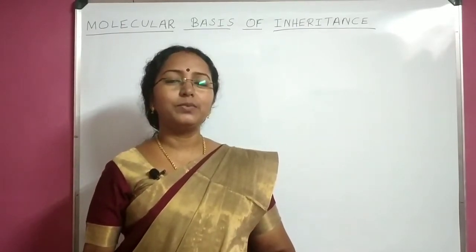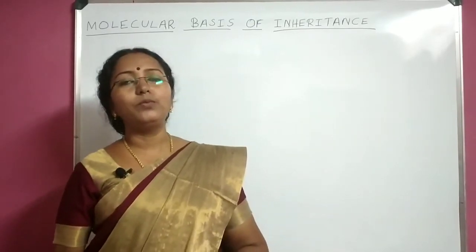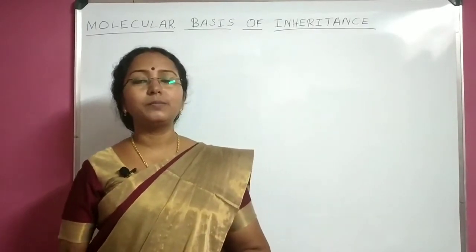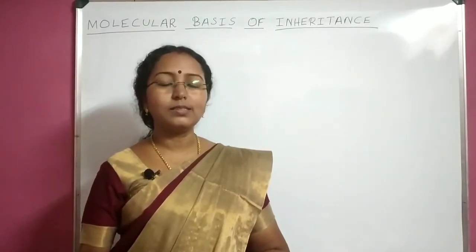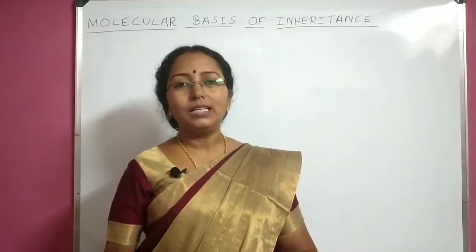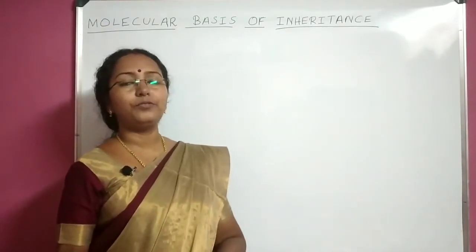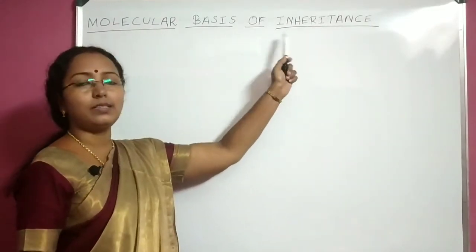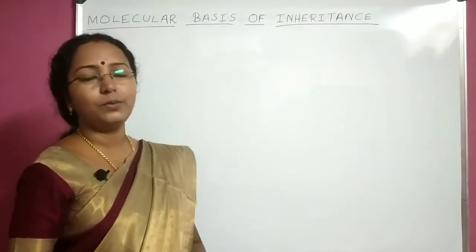In the previous sessions, we were dealing with the chapter Principles of Inheritance and Variation, wherein we had learned the various principles put forward by Mendel, some of the aspects which deviated from Mendelian principles. We learned about genetic disorders, their causes, their effects, and so forth. In this present session, after we have learned the principles of inheritance, we will now see what is the molecular basis of inheritance. So we are dealing with the molecular basis of inheritance in this video.